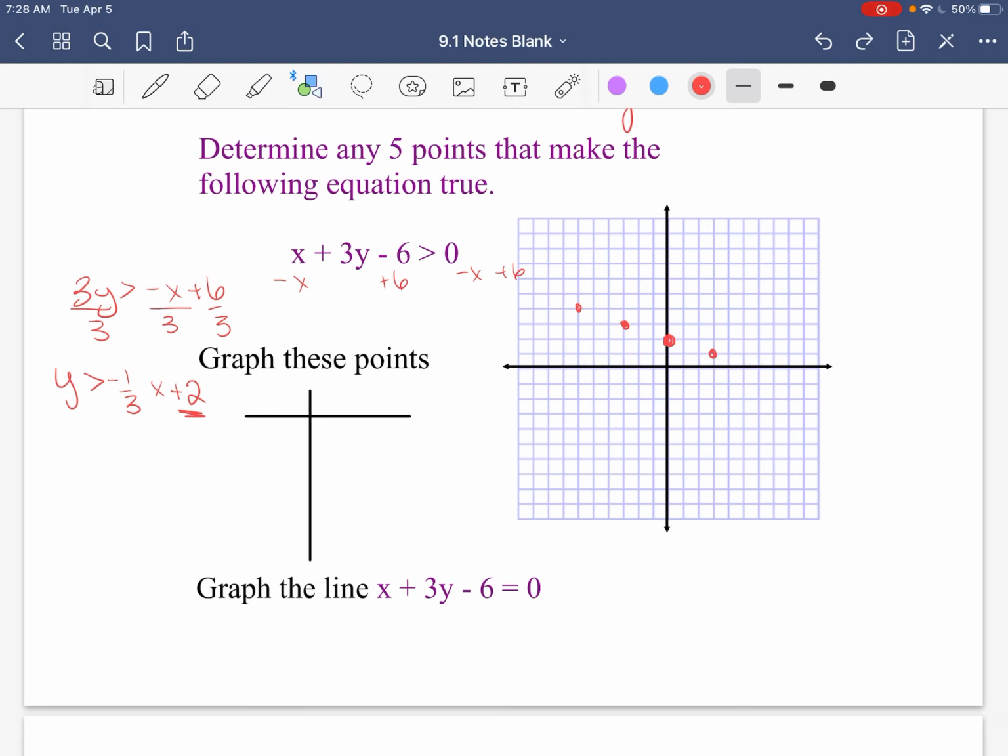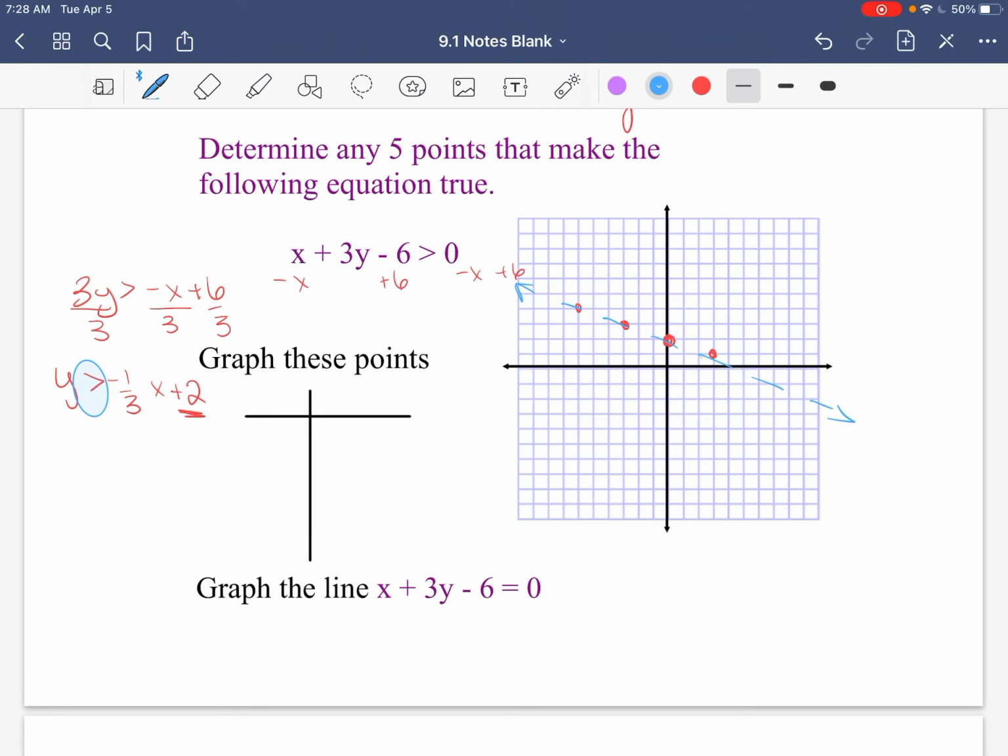Actually, hold that thought. In our case, we have a greater than. That means we're going to have a dashed line. And we'll add arrows onto the end of that.